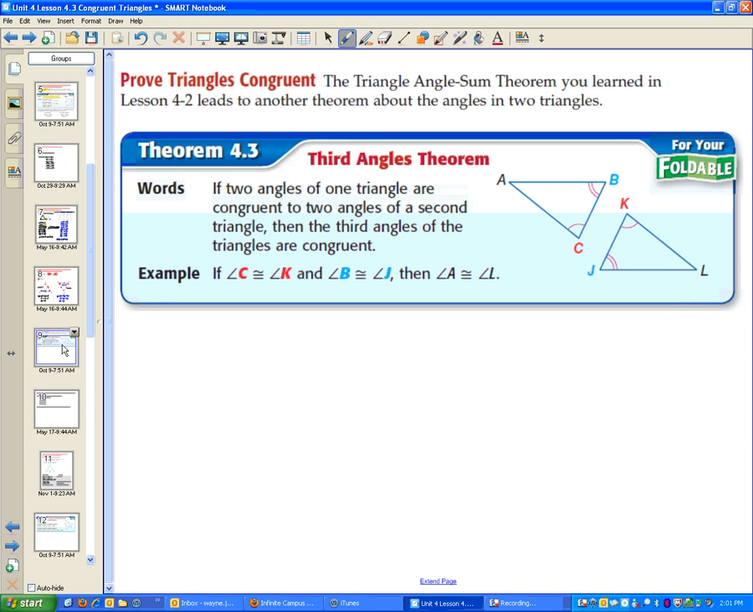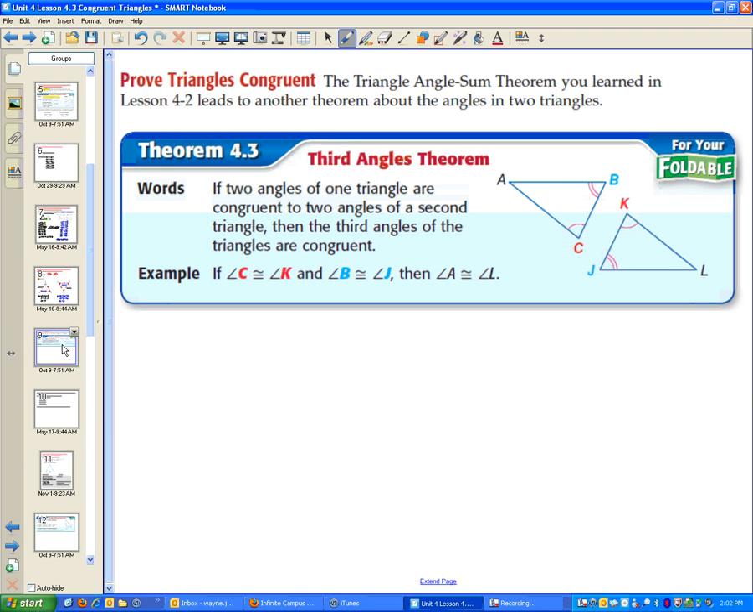Now, remember, the sum of A, B, and C is 180. The sum of angles J, K, and L is 180. So look, think about it. If those two are the same as those two, to get to 180, don't the two missing angles have to be the same measure? They have to. Okay? So if two angles of one triangle are congruent to two angles of another, the third angles are congruent.